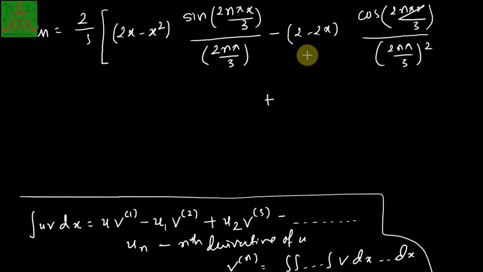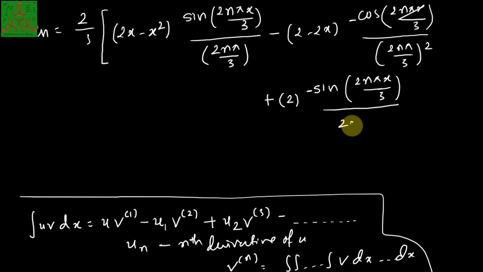Then it is a plus sign, the derivative becomes minus 2 and the integration gives sine, here you will have minus, this is also minus, 2n pi x by 3 upon (2n pi by 3) cube, and the next term will become 0 because the derivative of 2 is 0. So all the further terms are 0, so we are not writing them, and the limit is 0 to 3. Now let's substitute this 3 here.